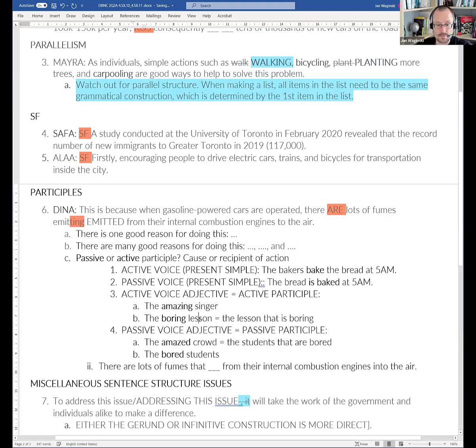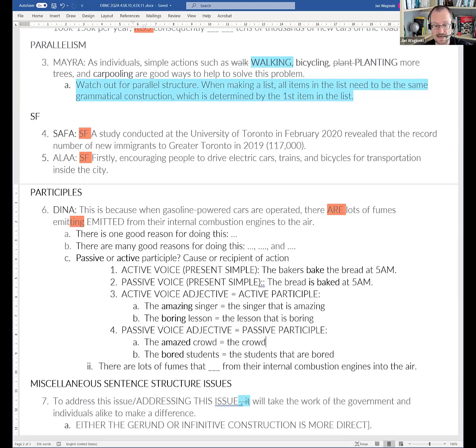So if the lesson is the cause, then you use the active form with ing. See, the students are not the cause of boredom. If the students are the recipient, or if the boredom happens to them, then you use the passive form. Just like here, the amazing singer, the singer that is amazing, the fact that something is amazing comes from the singer, right? Whereas here, the crowd is not responsible for being amazing. The crowd is amazed, right? The crowd receives the action or experiences the action.